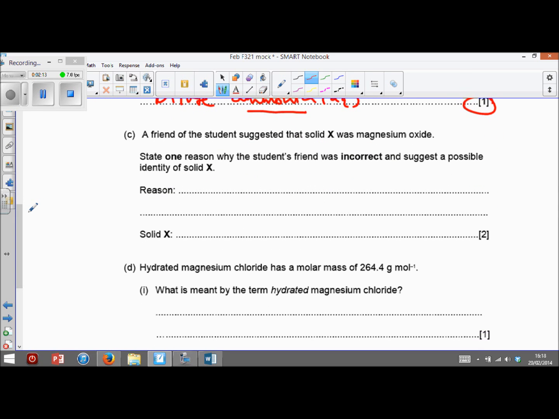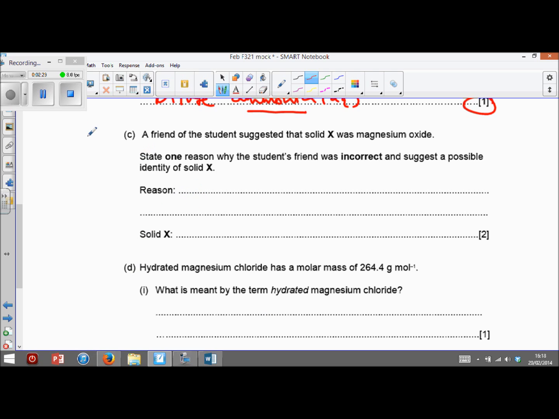A friend of the student suggested that solid X was magnesium oxide. Suggest one reason why the student's friend was incorrect and suggest a possible identity of solid X. The reason is that magnesium oxide wouldn't fizz.